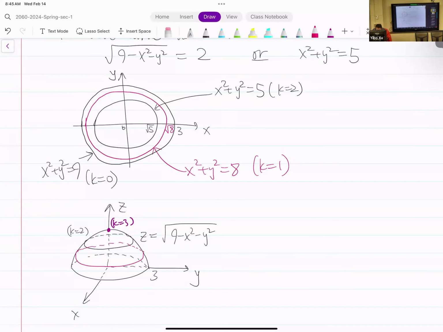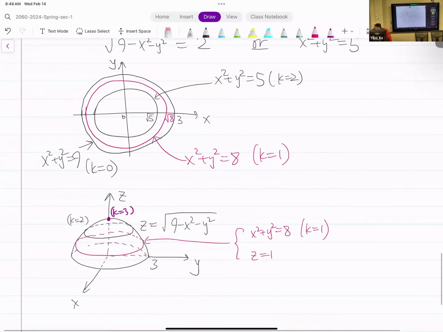So this one is the red one. I'm going to put it very formally, so that z is 1 here, x squared plus y squared is 8, and the level is k equals 1, right? And finally, of course, at the bottom, we have the largest black circle, which is saying that we are lying on the circle with center the origin and the radius of 3, and z here is 0. So the level is 0.